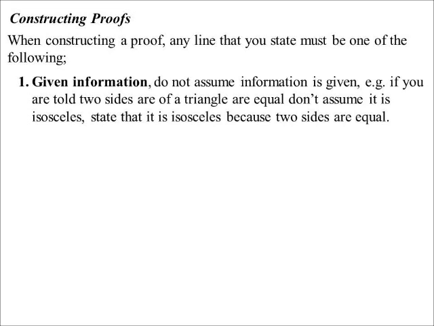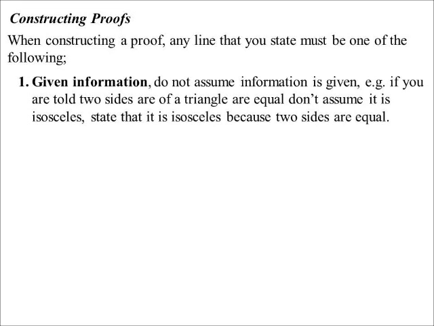This is the classic example. If I'm told 2 sides of a triangle are equal, don't assume it's isosceles. Right? They haven't told you it's isosceles. They've told you 2 of the sides are equal. Now you can use that information to prove it's isosceles.